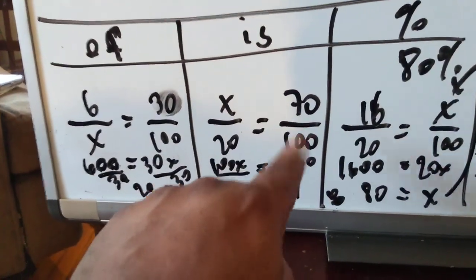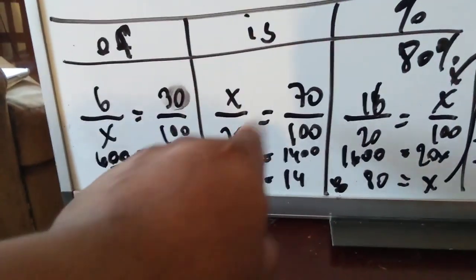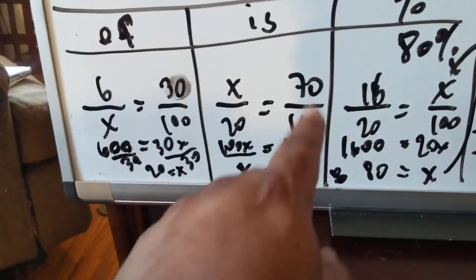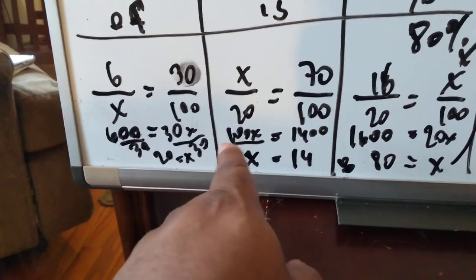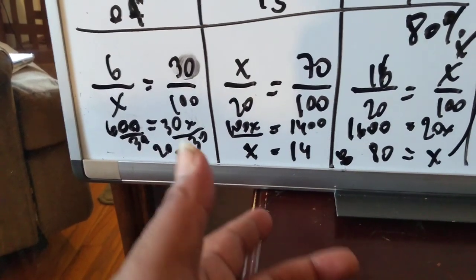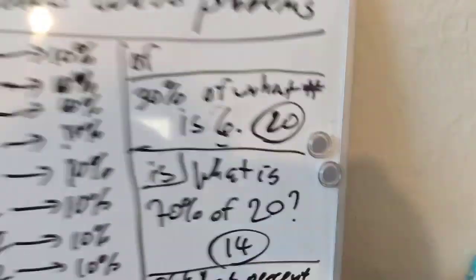And then 70% is already done for you because 70% is 70 over 100. Now, when you crisscross this stuff, you get 1400. And when you crisscross this way, you get 100x. So 100x. So how many Benjamins is 1400? 14, right? So that's why the answer is 14, right? So we got those two out of the way.